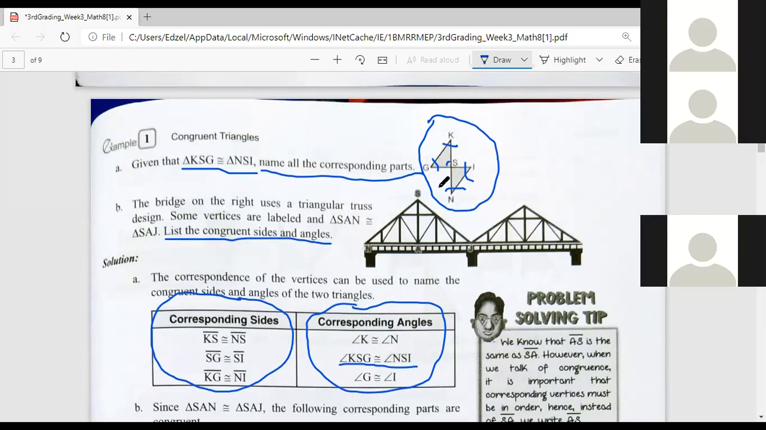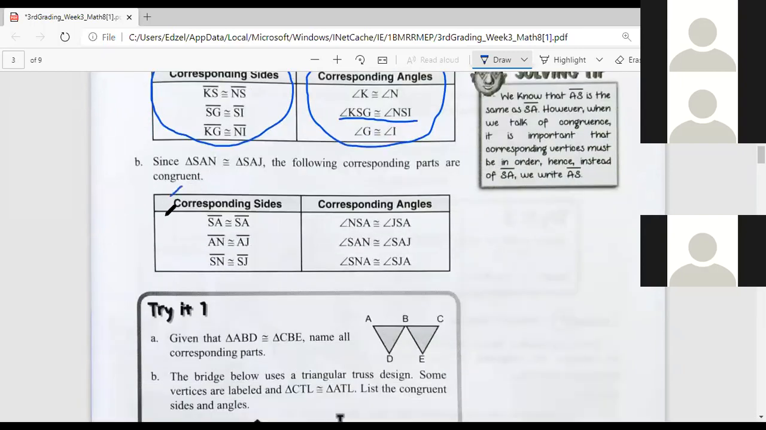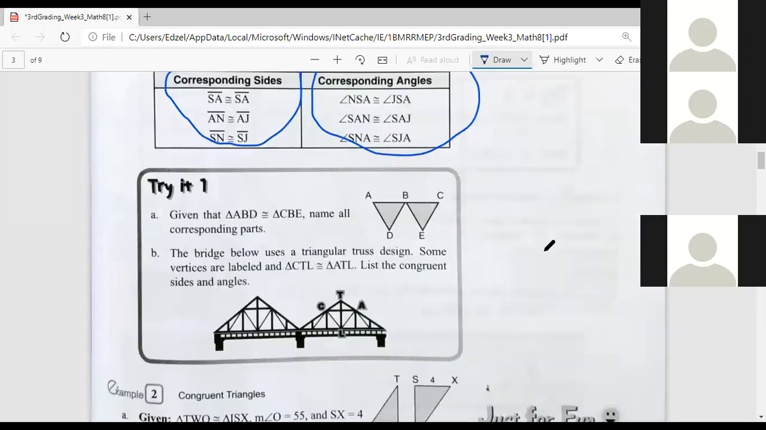Which of these are the congruent sides? Anybody? Side SA is equal to side SA. Side AN is equal to side AJ. Very well. Side SN is congruent to side SJ. So those are the corresponding sides, and this is the corresponding angle. Take note of the term corresponding.